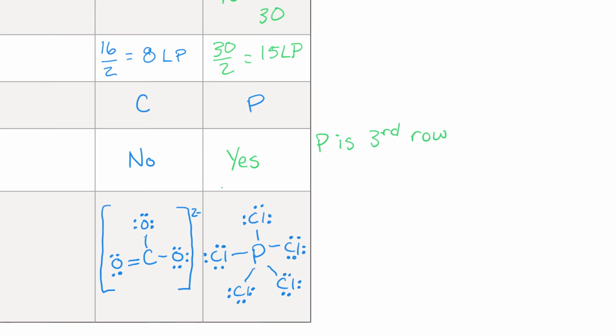So we'll do a quick count. 2, 4, 6, 8. So each chlorine is seeing 8 electrons. So each chlorine has its octet satisfied, and we'll count up for our valence. So we've got 2, 4, 6, 8, 10, 12, 14, 16, 18, 20, 22, 24, 26, 28, 30, 32, 34, 36, 38, 40. We started with 40 valence electrons, and we've got 40 in our Lewis structure.